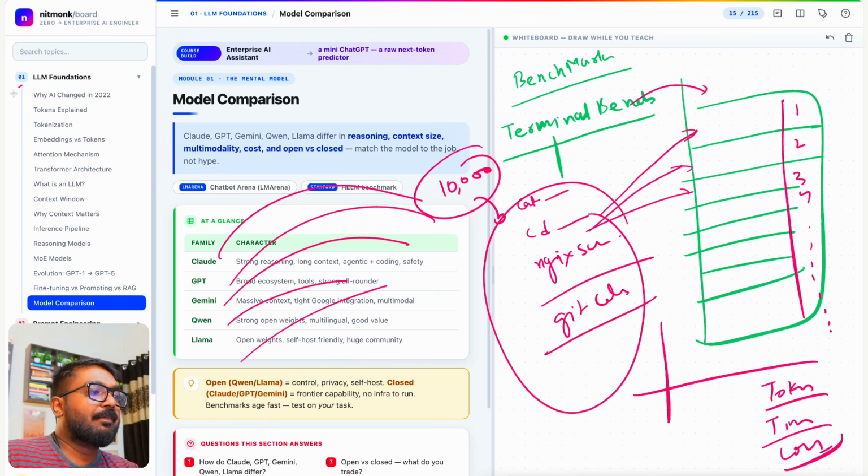So today we have covered the complete LLM foundation. The next time we'll try to complete prompt engineering this way.